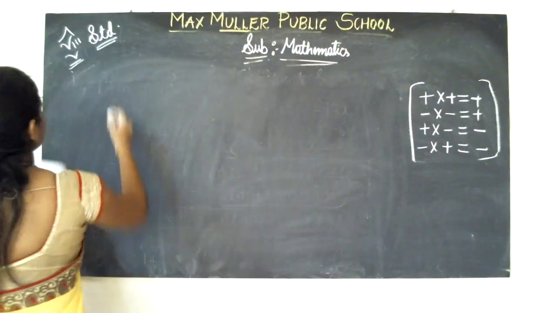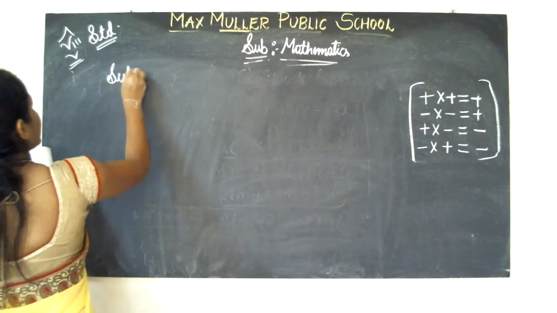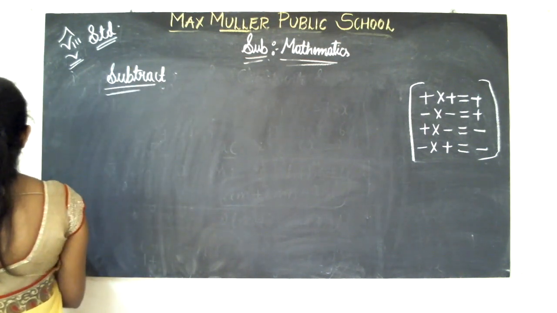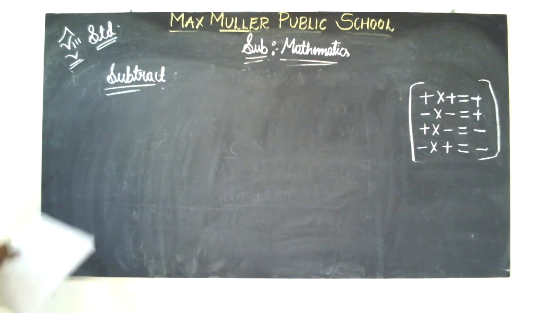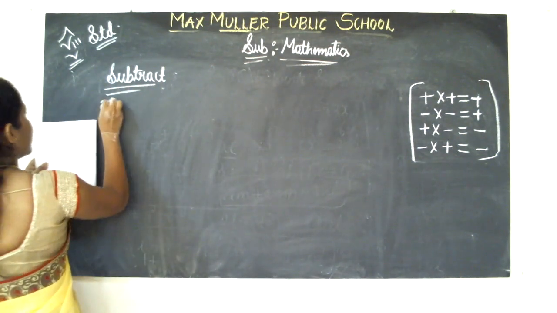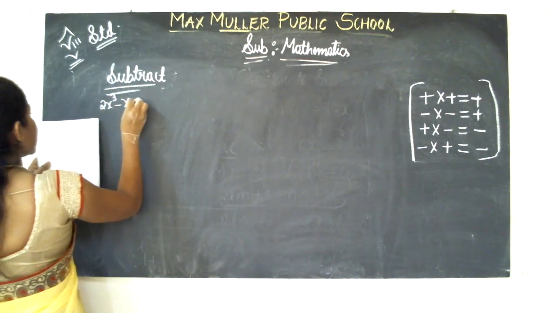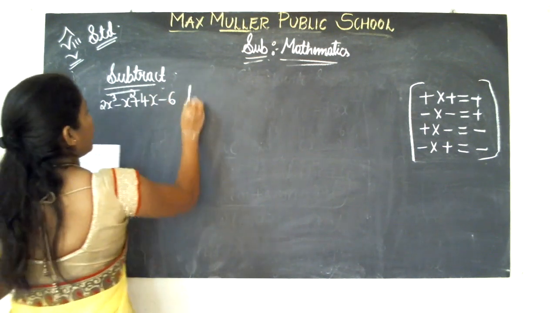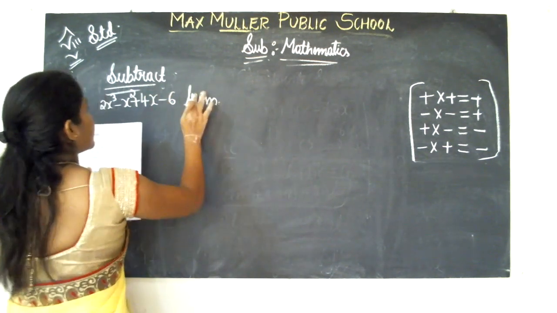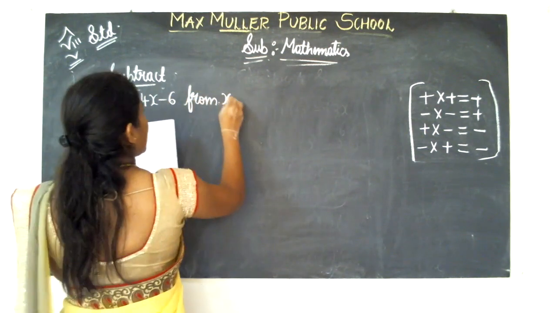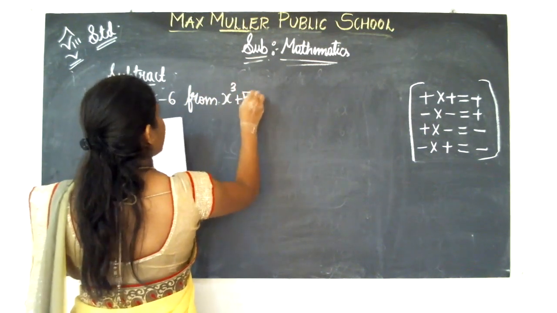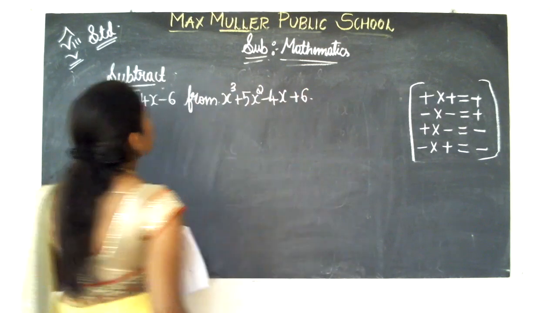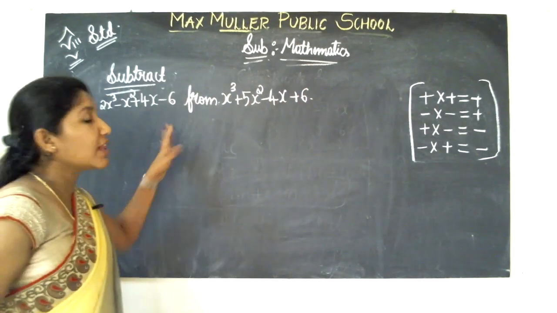Now, subtraction. How will you subtract the things? See, same like this only. Your question will be: subtract 2x cube minus x square plus 4x minus 6 from x cube plus 5x square minus 4x plus 6. So this will be your question. How to solve this thing?